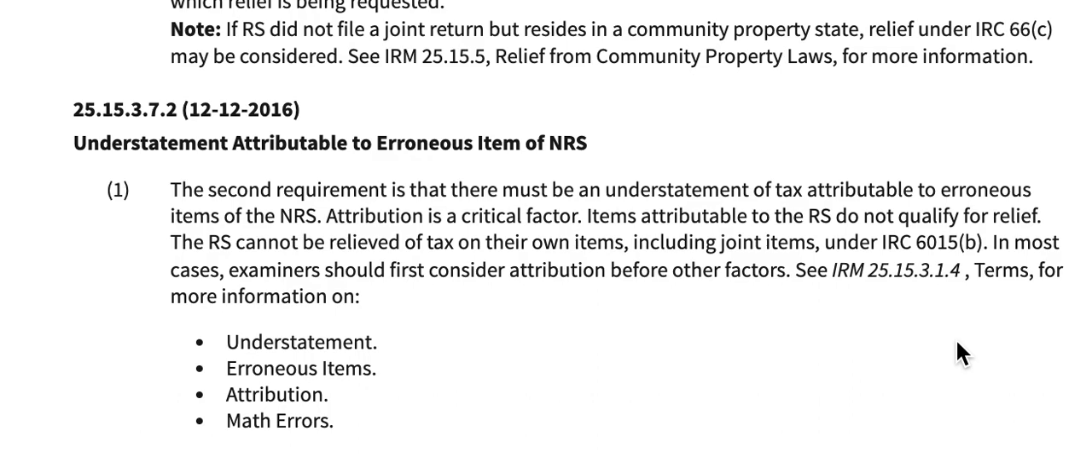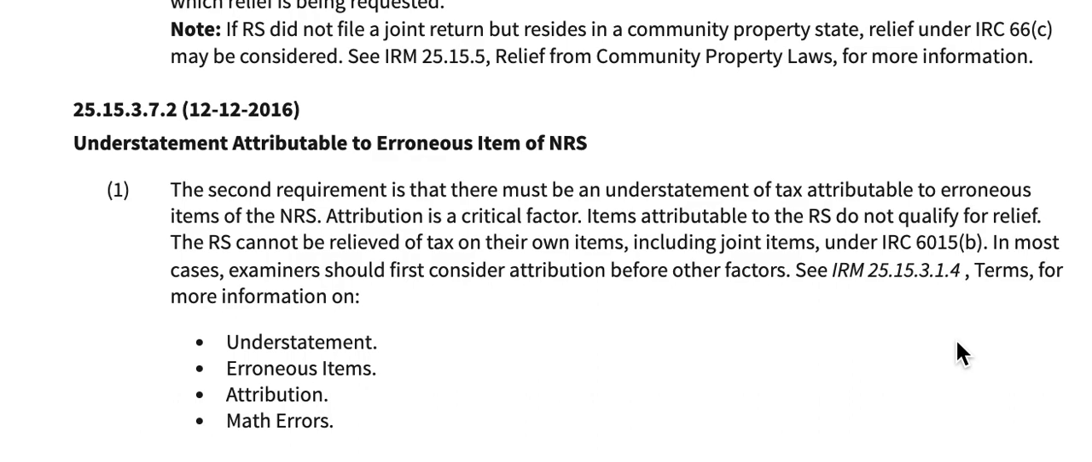If the requesting spouse did something, misrepresented something, or was included on a joint item that was understated in terms of tax, then they're not eligible for relief for that. Simply put, what the IRS will be considering is whether or not the other spouse did something specifically to understate their tax liability, erroneous items such as income, taxes withheld, deductions, credits.